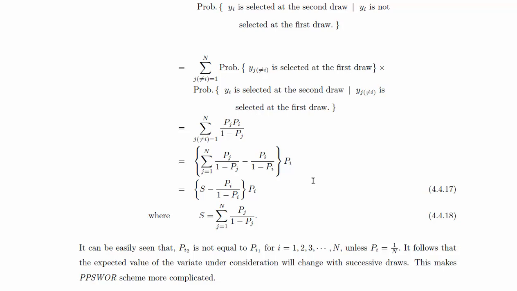Now similarly Pi3, Pi4, these formulas become complicated as the number of units we are selecting becomes larger. So this puts a limitation on using probability proportional to size sampling without replacement. That is why PPS with replacement is better to use.